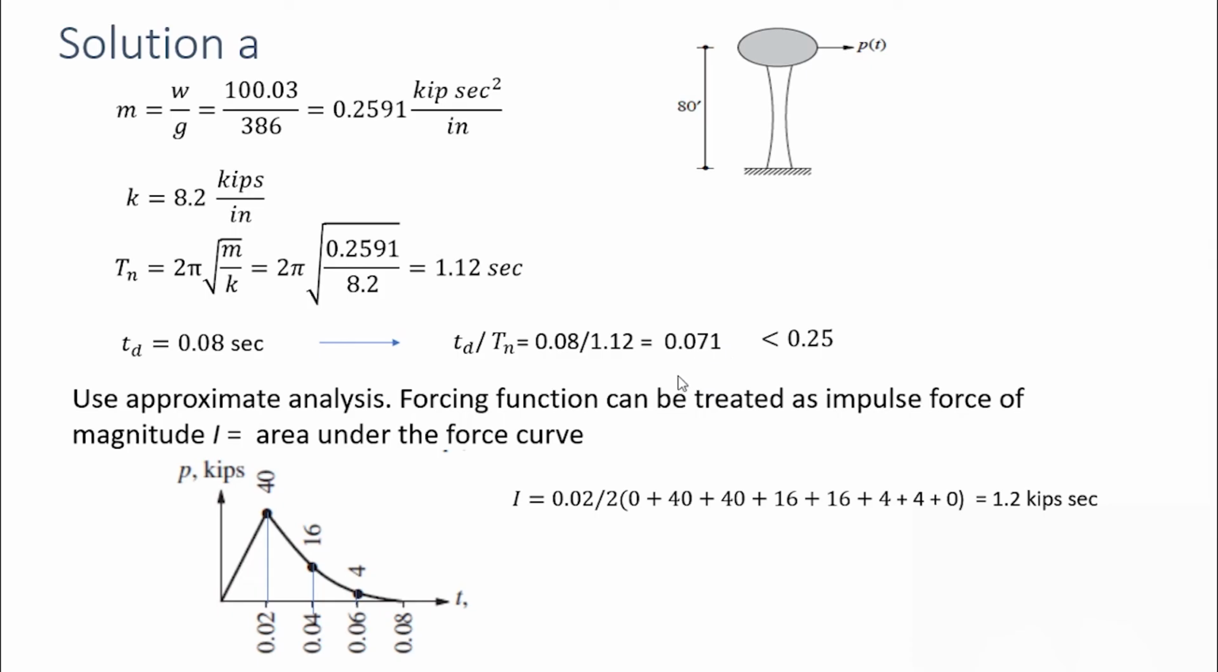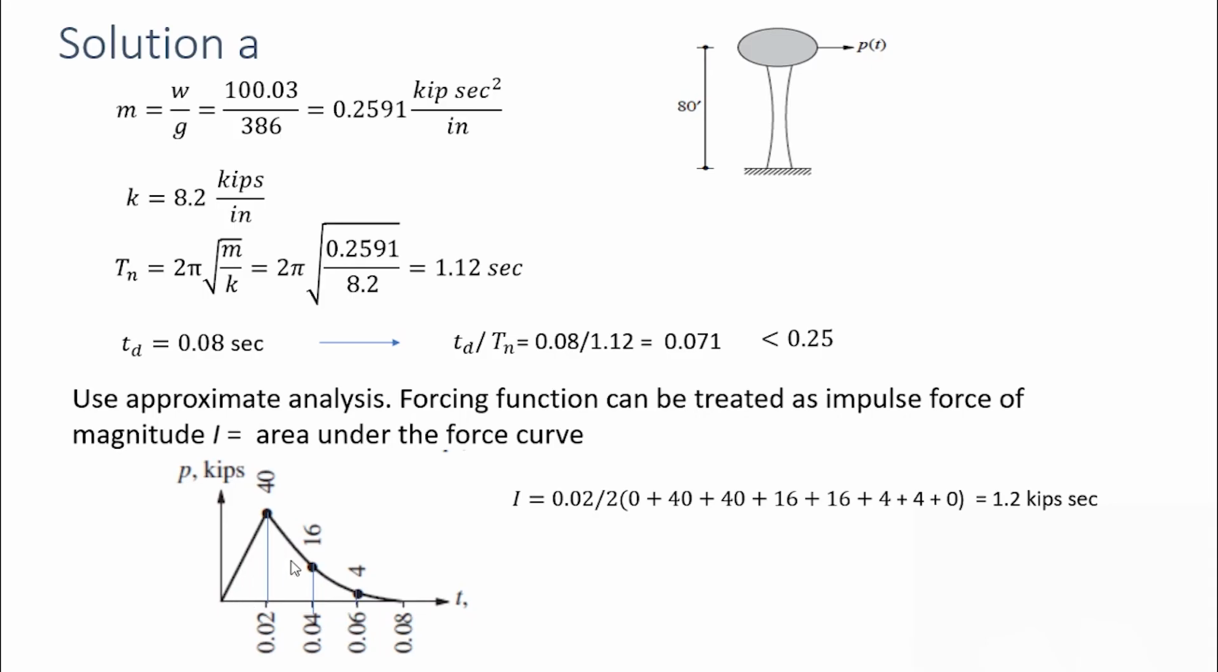We just learned that if this Td by Tn ratio is less than 1 by 4, we can use the approximate analysis to solve this. So this 0.071 is less than 0.25, so we can use the approximate analysis. The forcing function can be treated as an impulse force of magnitude I, and that magnitude is the area under this curve. So we can find the area under this curve using the trapezoidal method.